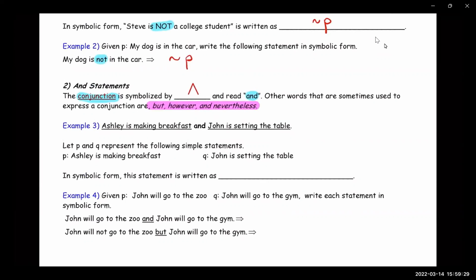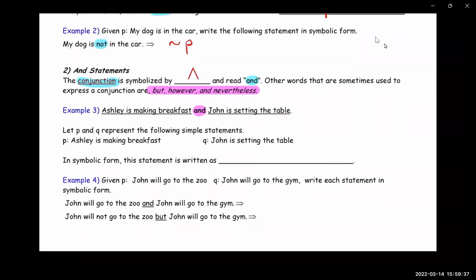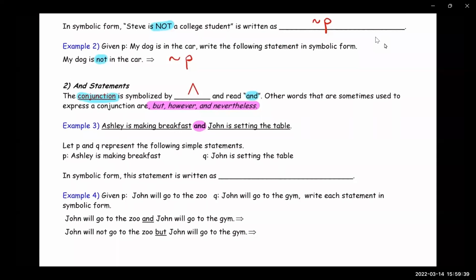All right, so here is an example. Ashley is making breakfast and Josh is setting the table. So let P and Q represent the following statements. So here's P, Ashley is making breakfast. They tell you that that's P here. And Q is John is setting the table. In symbolic form, how would you write this in symbolic form?